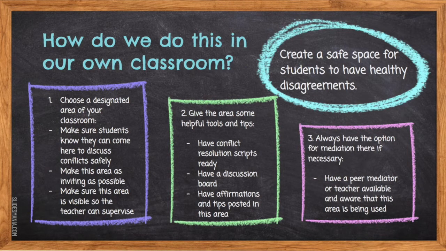How do we create a safe space for students to have healthy disagreements in our own classroom? First of all, it'd be a great idea to have a designated area in the classroom for this purpose. Make sure students know they can come here to discuss conflict safely. Make the area as inviting as possible. And most of all, make sure this area is visible so the teachers can supervise.